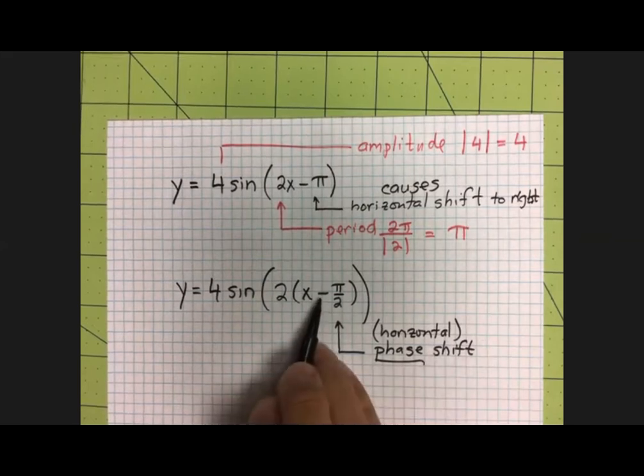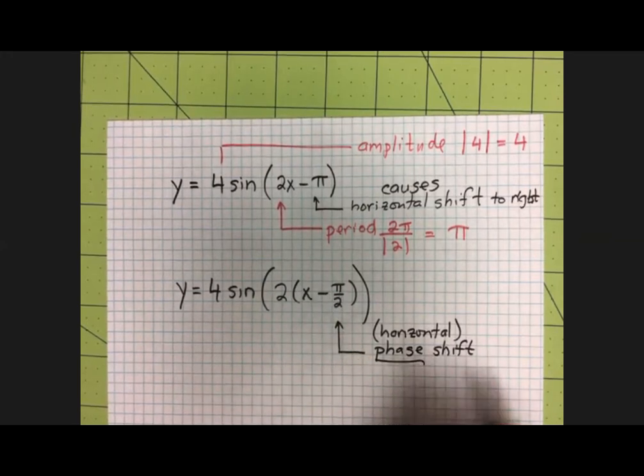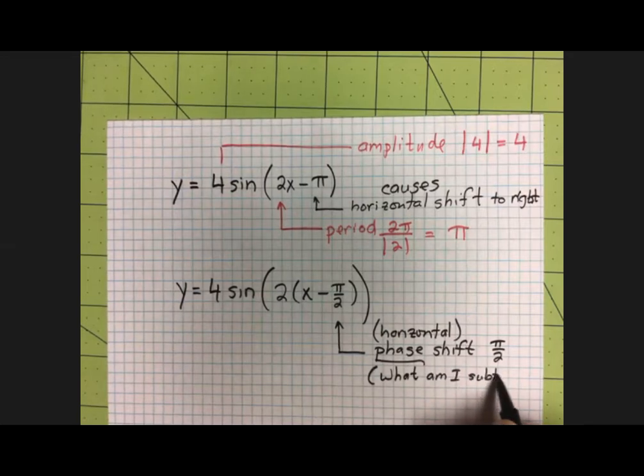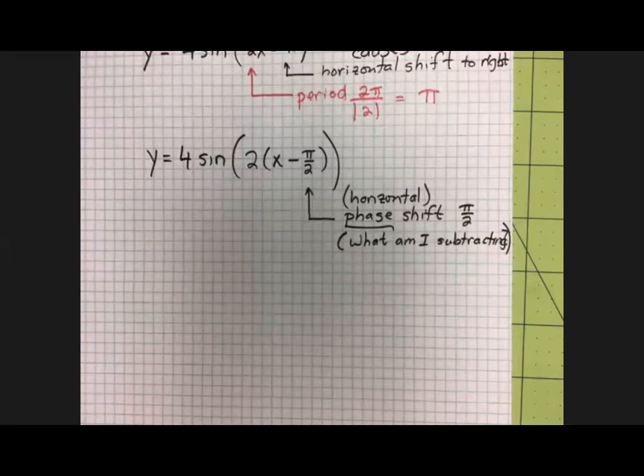And you don't take the minus sign with this number, you just take the number itself. What am I subtracting? I'm subtracting pi over 2. Say that to yourselves when you're looking at a phase shift: what am I subtracting? A little bit too crowded there. Now we're ready to do our box.